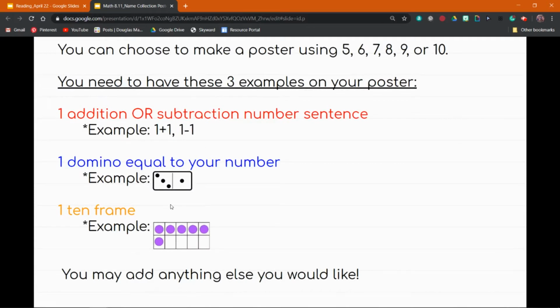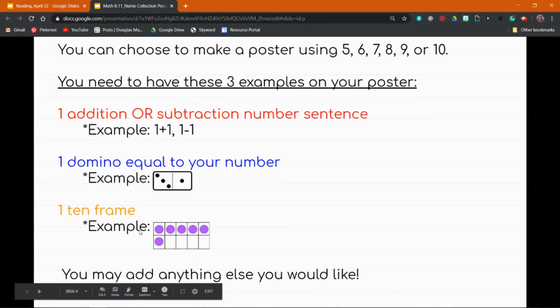The last thing you need to include is a 10 frame. When you create a 10 frame, which I will show you how to in the video immediately following this, you need to make sure that you have how many spaces on your 10 frame, guys? You need to have 10. That's why it is a 10 frame. So you need to make sure you have 10 squares, but you would only put dots, whatever number you choose, that's how many dots you're going to put in your 10 frame.